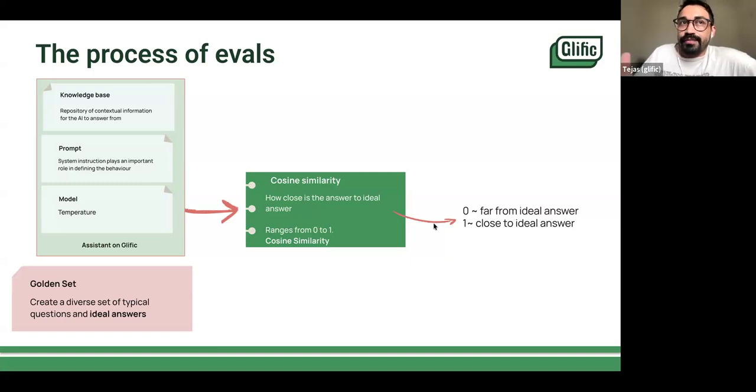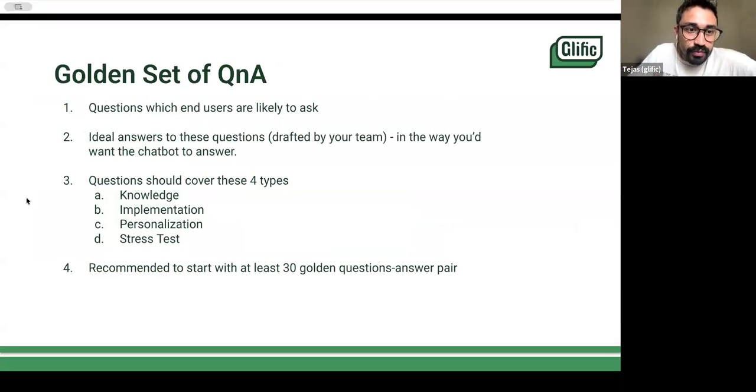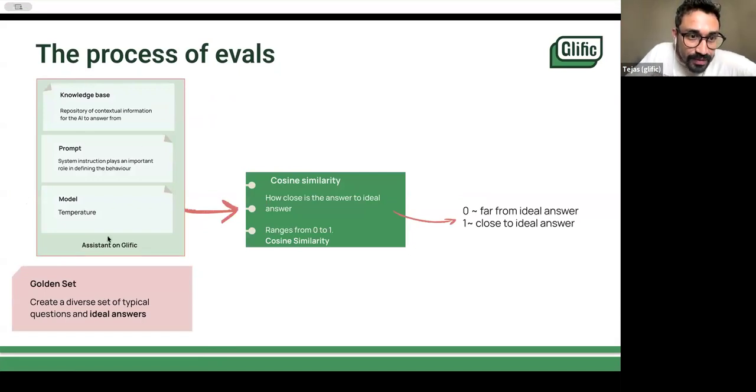And yeah, 0 means slightly not good. 1 means, okay, closer to 1 is as per the expectation. So with that idea in mind, since you already have the knowledge base, prompt and everything, the evals, this entire infrastructure is set up in Glific.